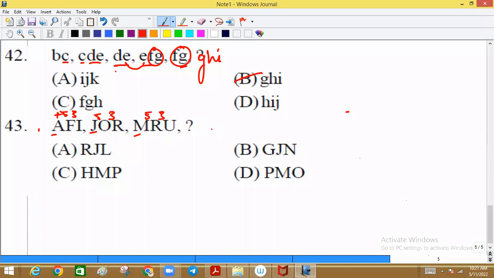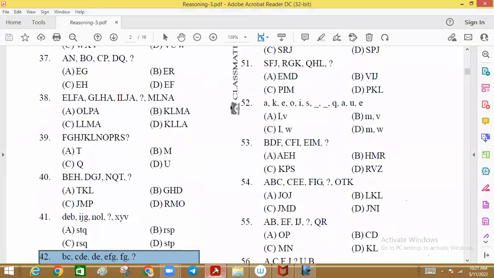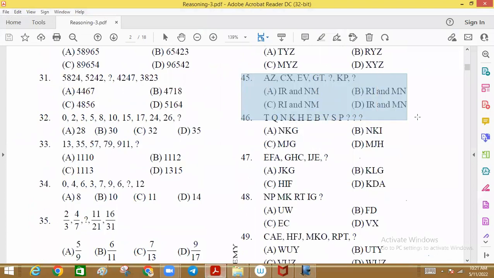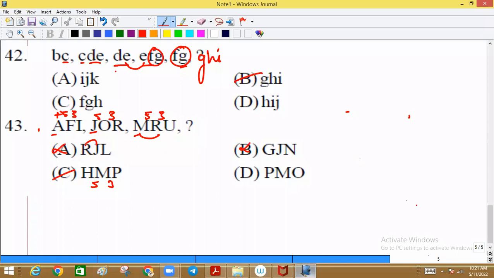So what is the answer? RJL. Increase, no. It is increasing. It is decreasing. No. G to J, it is only plus 3, I think. No. See, H to M, 8, 13. So 5. It is 3. So C is the answer. Again, easy only, not that difficult. Okay, we'll see some moderate level questions.